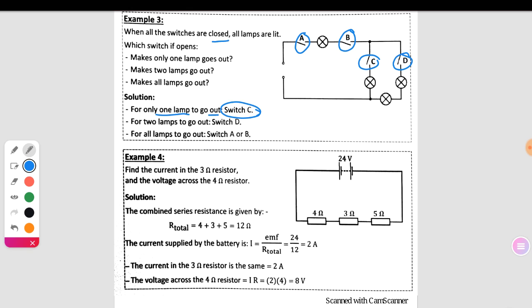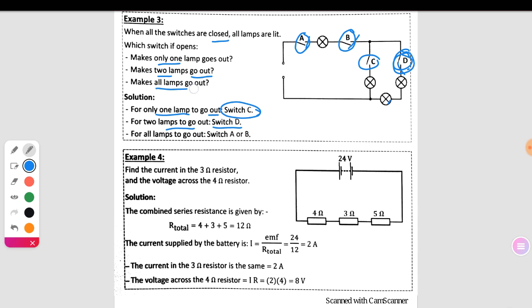When we closed all the switches, the current path goes through this circuit. Which switch makes 2 lamps go out? Switch D. When we open this, 2 lamps go out because there is no current flowing through them.